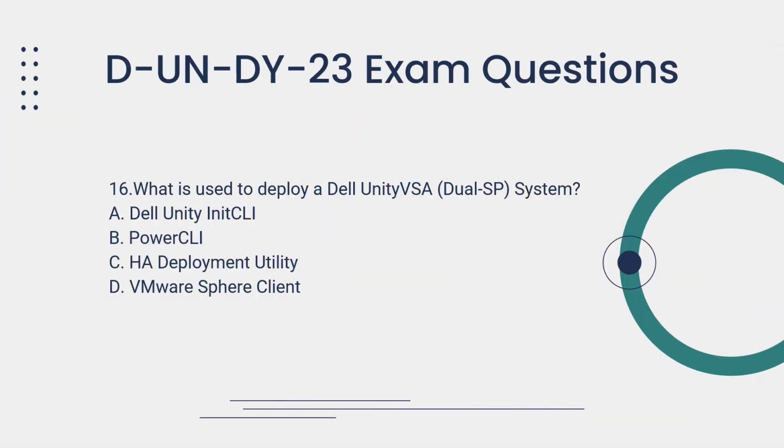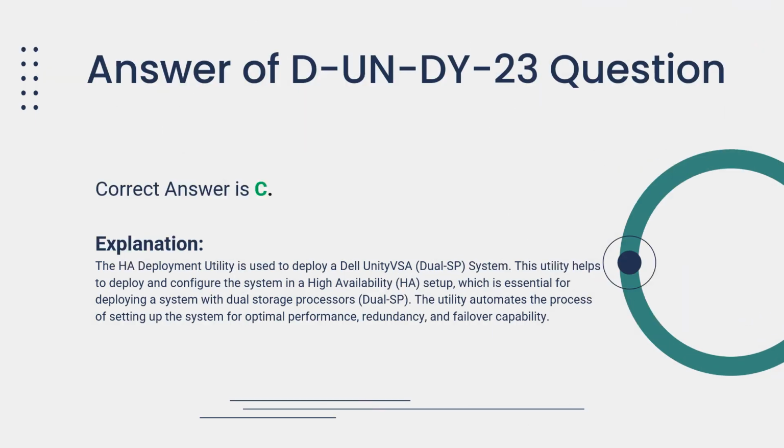What is used to deploy a Dell UnityVSA dual SP system? A. Dell Unity Init CLI. B. PowerCLI. C. HA Deployment Utility. D. VMware vSphere Client. Correct answer is C.